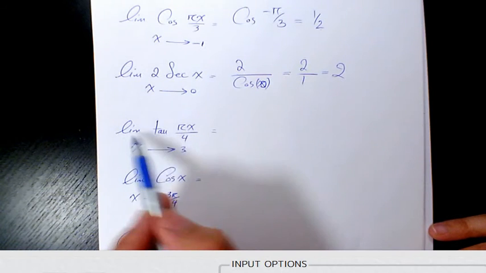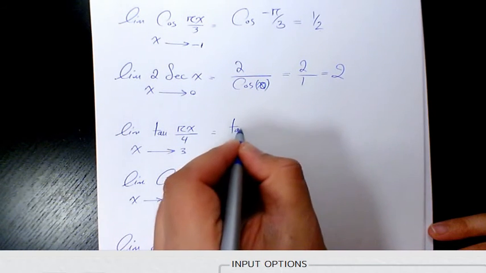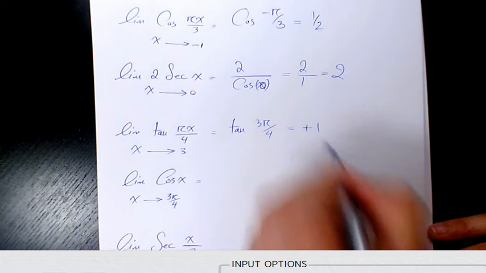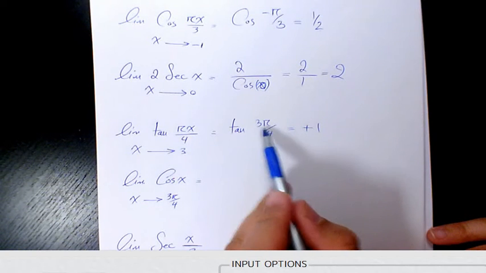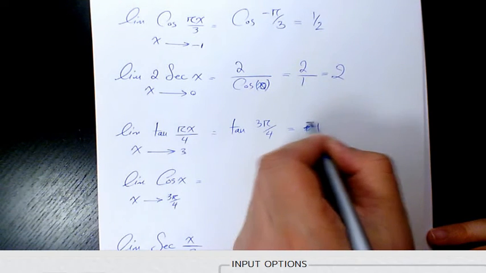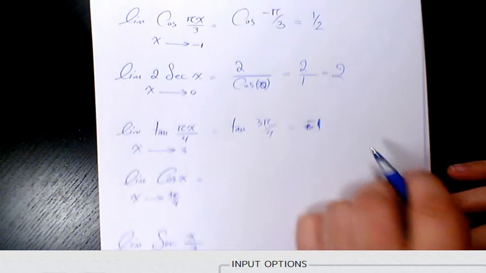Next one is the limit of tan pi x over 4 when x approaches 3. That is tan 3 pi over 4, which is going to be equal to 1 in magnitude, but because it's in the second quadrant, it has to be negative, so it's going to be negative 1. Based on the CAST rule, tan is positive in quadrants 1 and 3, and it is negative in quadrants 2 and 4. Since 3 pi over 4 belongs to quadrant 2, tan is negative 1.